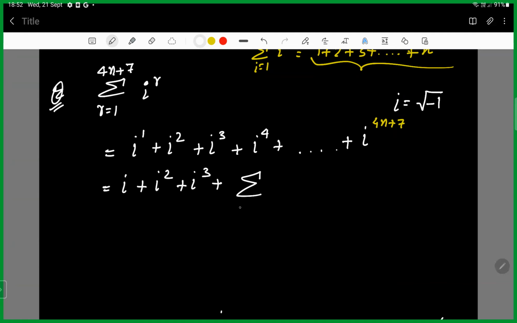R is equal to 1 to, no sorry, 4, right? R is equal to 4 because fourth term we are taking from here. Okay, so R is equal to 4 to 4n plus 7 I to the power of R. Is that okay? Can we write like that? I've just written the first three terms. I've taken first three terms out. That's why I'm not writing R is equal to 1. So we are summing it from R is equal to 4 to this power. Will that be okay?